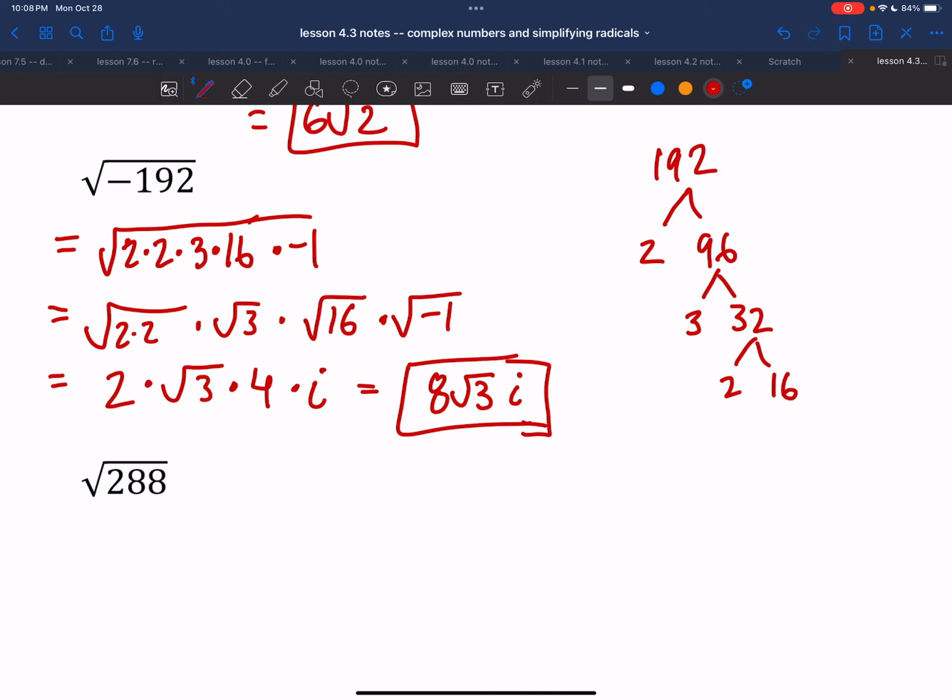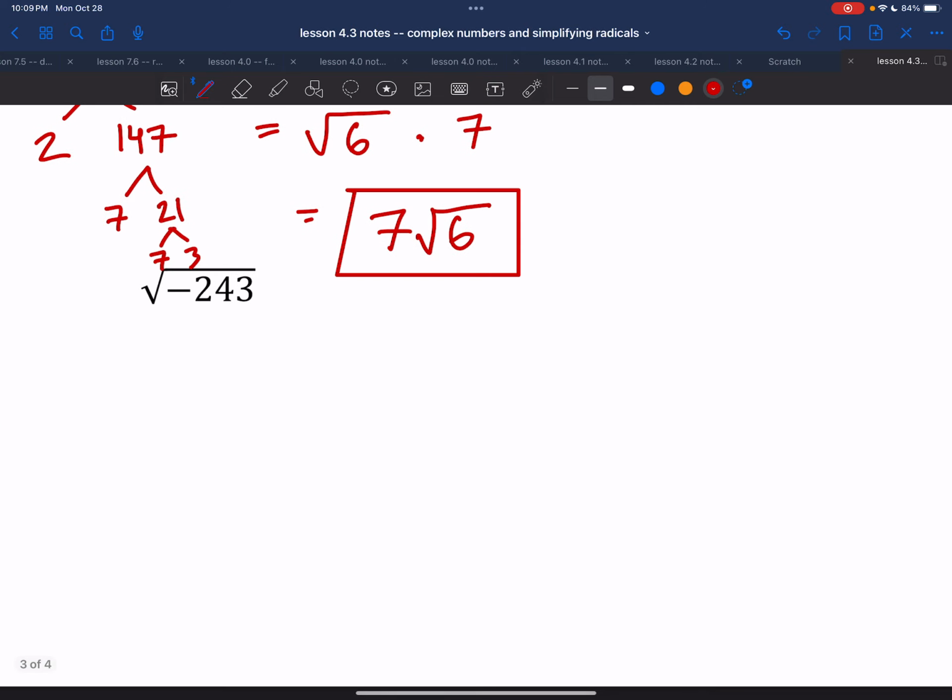There are so many different ways you could do this. I'm just trying to model a variety of ways you can think about this. Of course, you can continue to split 16 all the way down like this. That's fine. But usually, if you find a perfect square, there's no reason to further factor it because you can just pull it out anyway.